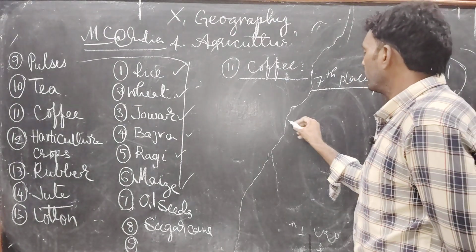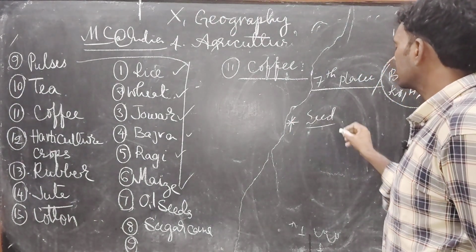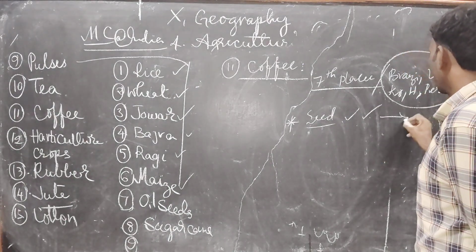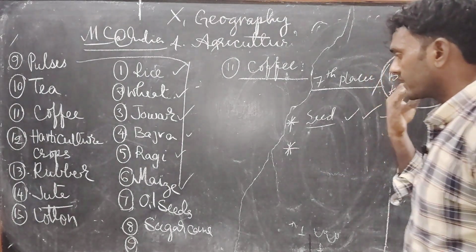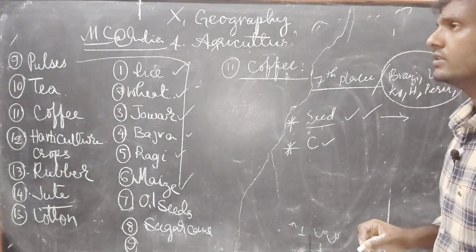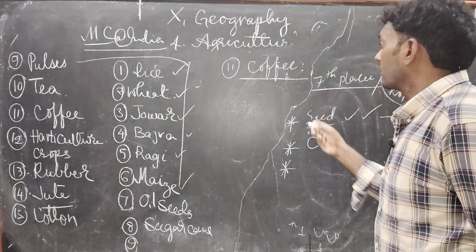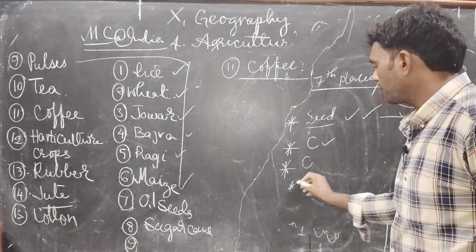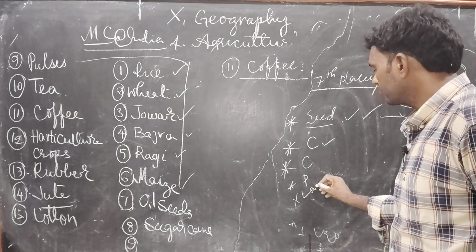You know how we get coffee? From the seeds. We collect seeds, and we roast them and grind them, and we prepare one beverage that is called coffee. But you know, this coffee contains caffeine. It is very helpful for health also, and it is also a commercial crop. It is also a plantation crop, and it is also a labor intensive crop.